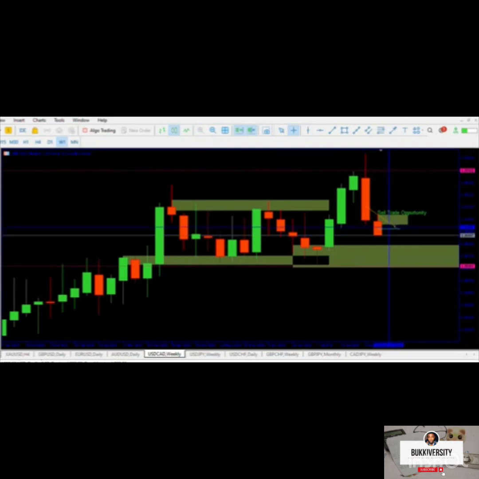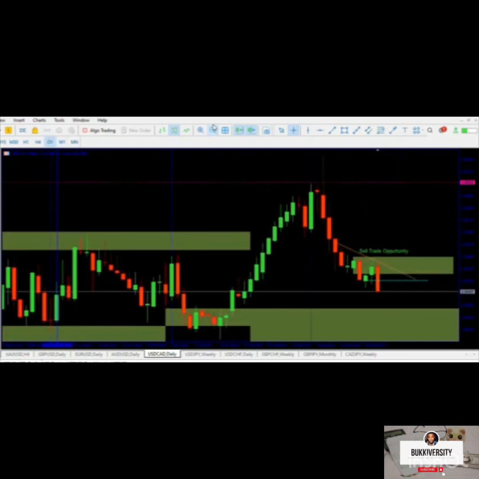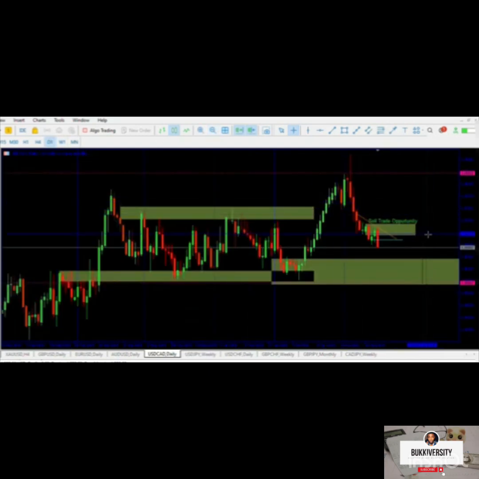I'm expecting price to pull into my area of interest, which is in this green rectangular box here, and then start pulling down. But that's on the weekly. The price action will be showing us clearly when we go down to the daily. So this is the daily time frame.